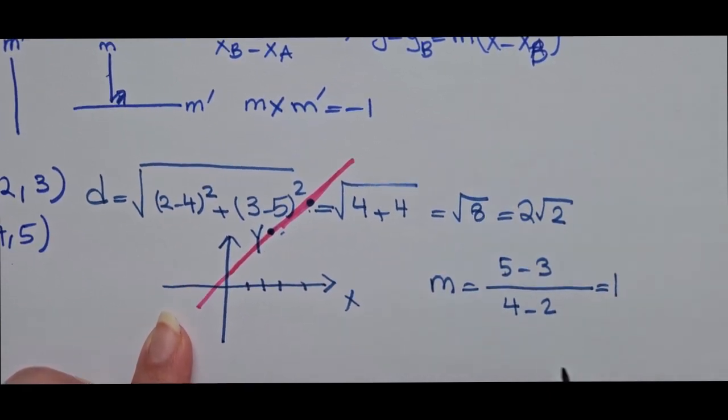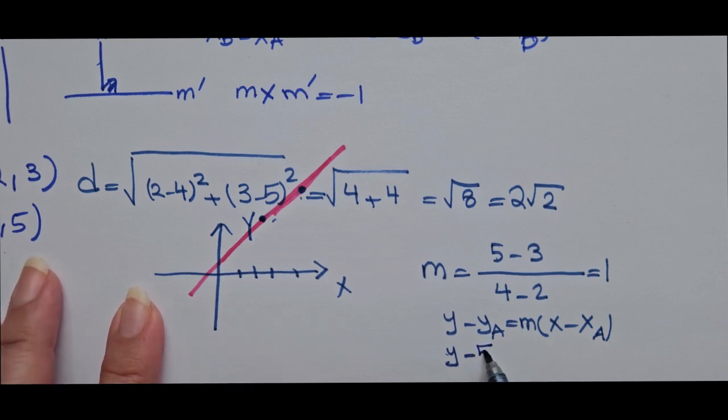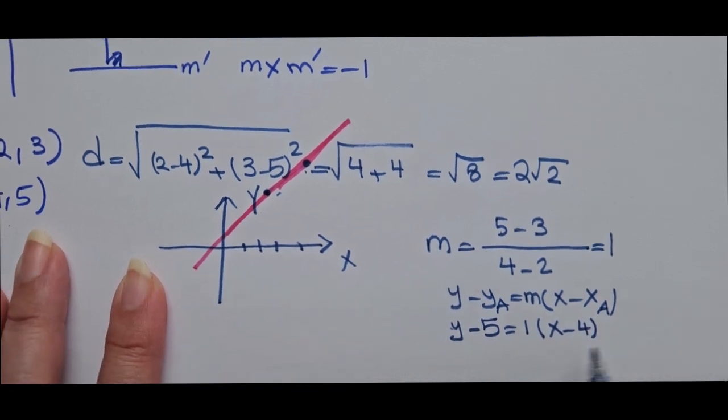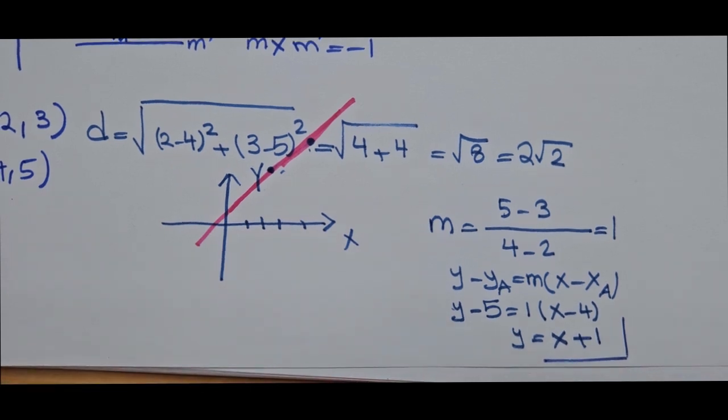Let's do the equation. So here, y minus ya equals m times (x minus xa). Here, I just substitute y minus ya, so that would be 5. The slope is 1, x minus 4, right? So after simplification, the answer would be y equals x, then -4 plus 5, plus 1. This is your equation. Remember, in this format, the slope is the coefficient of x and it's 1, and it's exactly what we calculated.